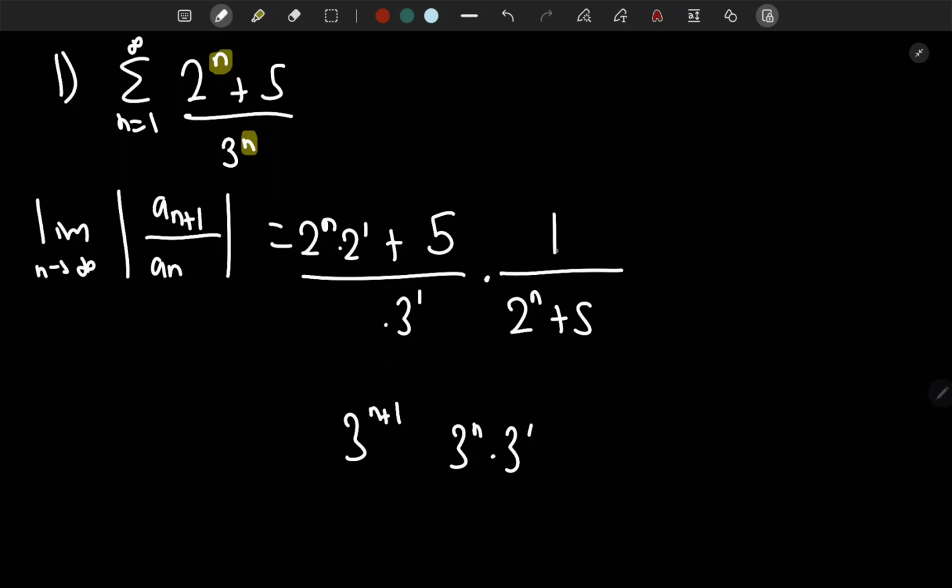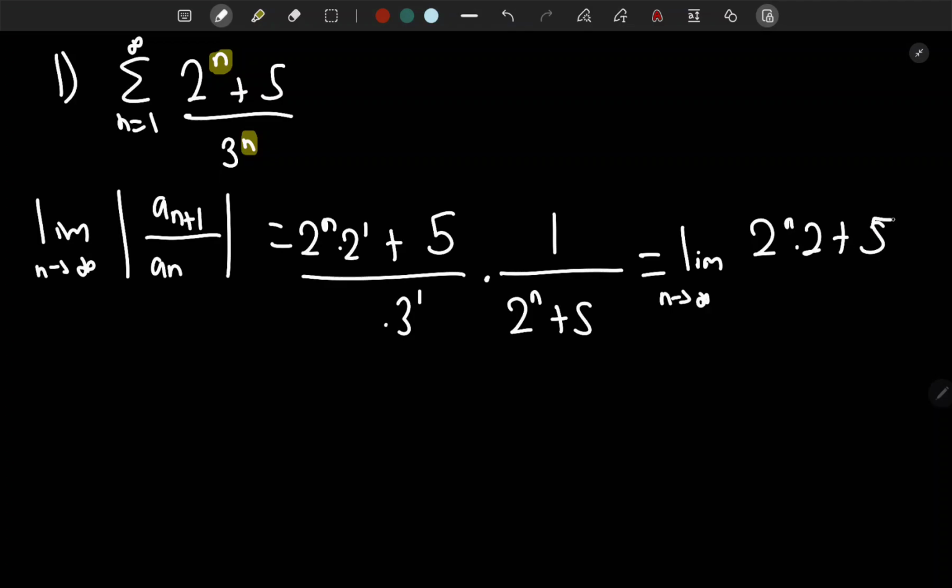So now let's just simplify and write the simplified version. And don't forget that we have a limit of n approaching infinity. So now the final fraction would be 2 to the power of n multiplied by 2 to the power of 1 plus 5 over, I'm going to take 3 outside and into the brackets of 2 to the power of n plus 5. So this is the final thing that we are left with.